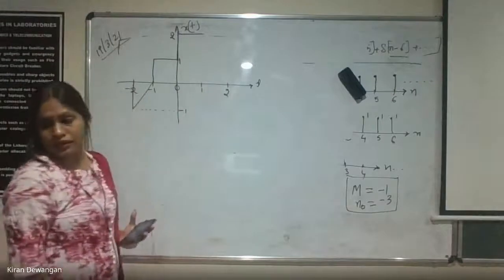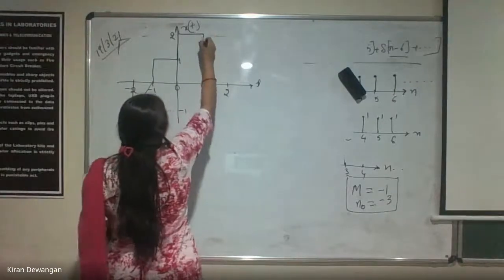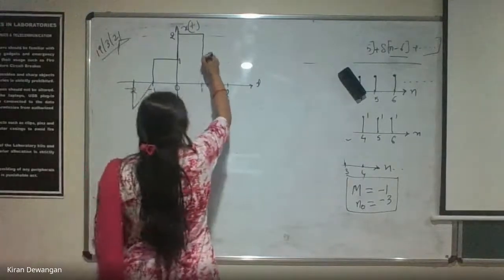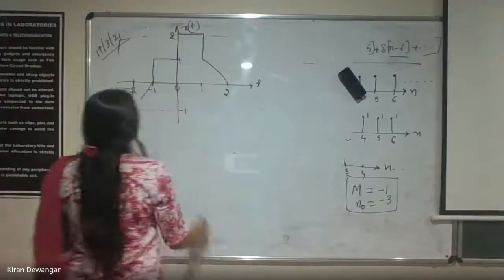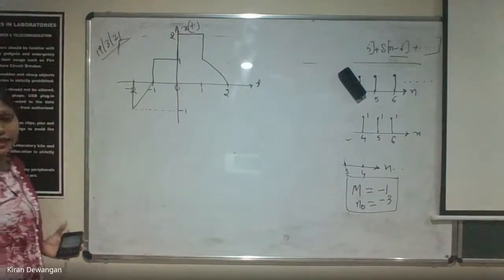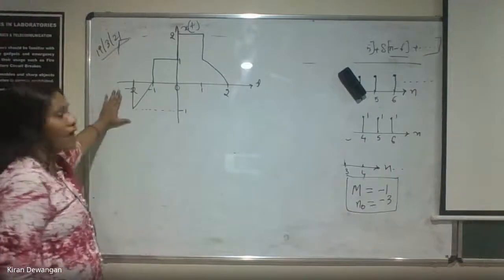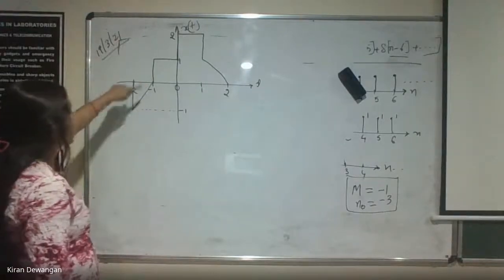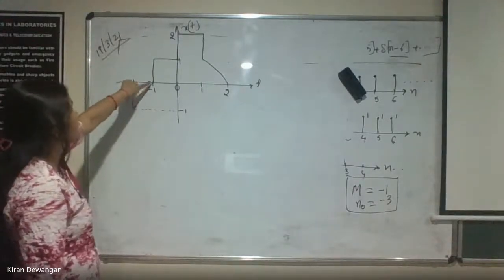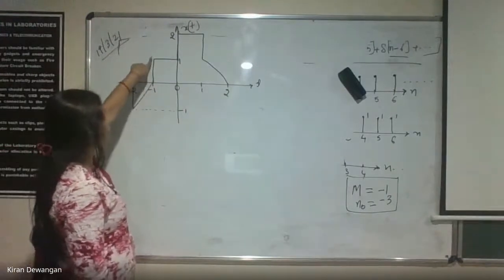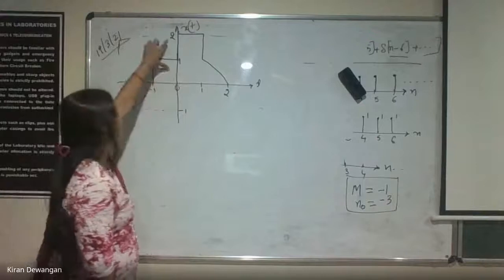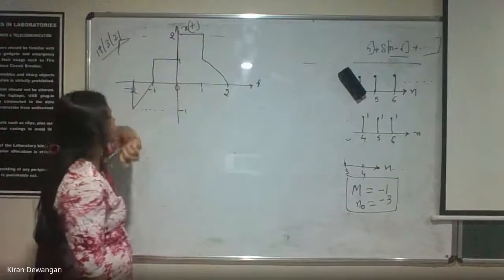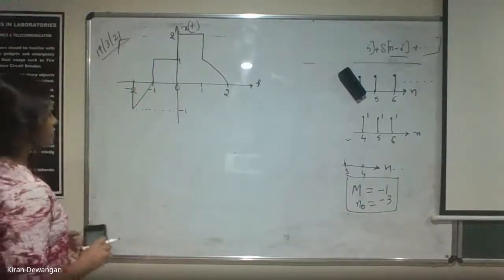It is 2 till 1. Then again there is a drop. At this point there is a drop. And then it is reducing to 0. This point. Okay? So this is our xt. The original xt at minus 2, the value is minus 1 and it is increasing. At minus 1, it reaches 0. Then again the value is 1 in between minus 1 to 0. It is again rising to 2. Value is 0 to 1, it is 2. Again it is dropping. Okay? So this is the xt.